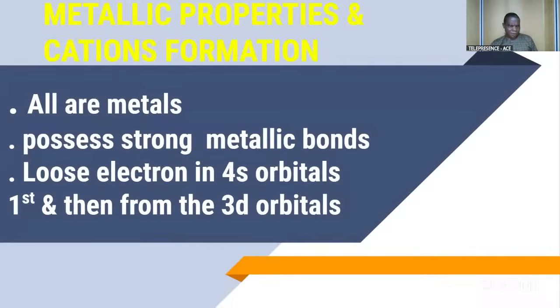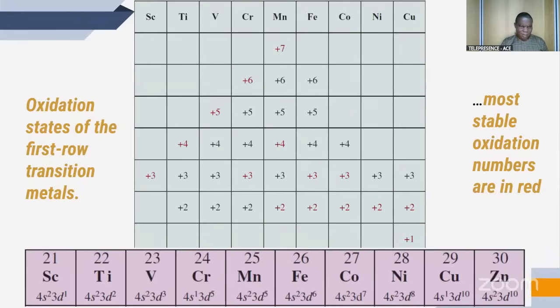We earlier told you that all are metallic and they possess strong metallic bonds. They lose electrons in the 4s orbital first before the 3d orbitals, and that accounts for their formation of various oxidation states. Now, let us look at the oxidation states formed by these elements.